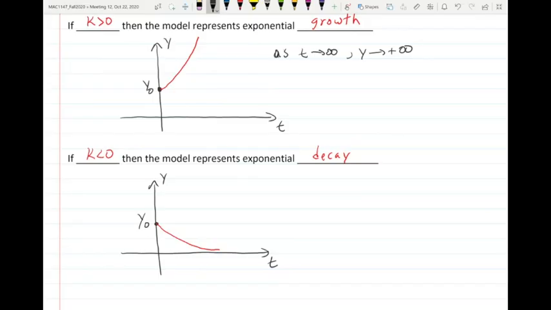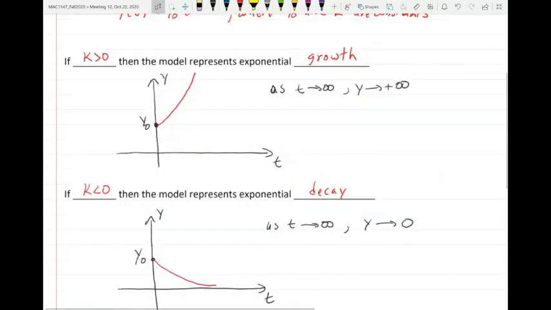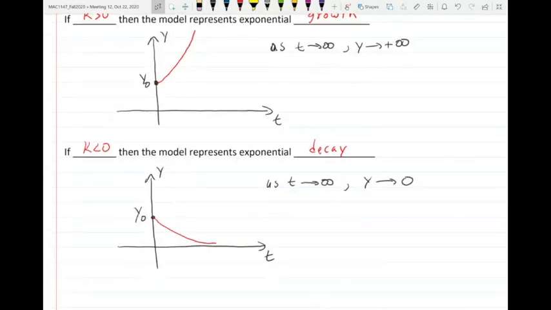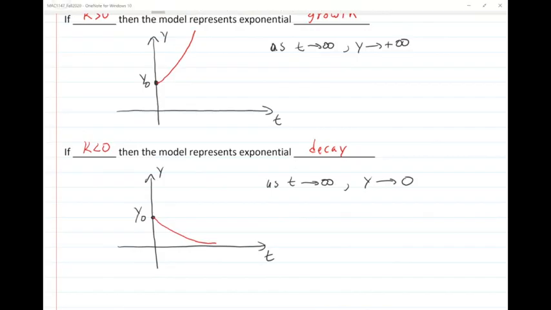And what's the end behavior? So as time grows, as time passes, what happens to the quantity? It approaches 0. That's what gives you decay. The first one is growth because as time increases, the quantity increases. The second one is decay because as time increases, the quantity decreases.